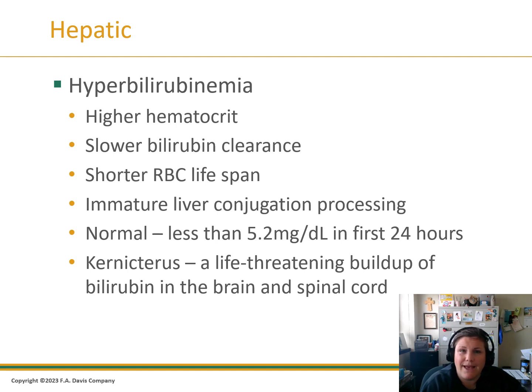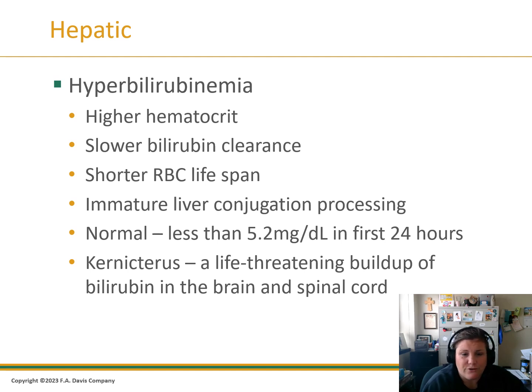In reference to the hepatic system, I specifically want to mention hyperbilirubinemia. This is an excess of bilirubin in the blood. It is associated with a patient having slow bilirubin clearance, so that means that they're not able to excrete it. It results in a higher hematocrit reading, and it's associated with a shorter lifespan for the red blood cells. Typically, the problem at hand is the liver. It's immature, and so this conjugation process is also going to be immature.